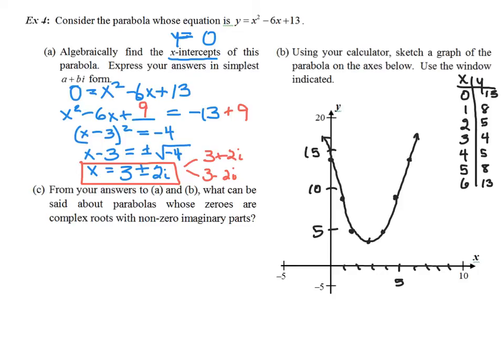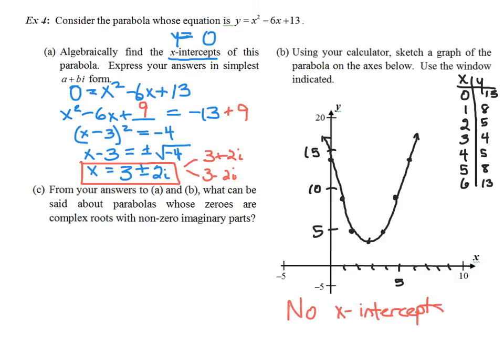I made my table of values using my graphing calculator, and then I plotted these points so that I can see this parabola, y equals x squared minus 6x plus 13. Again, I'd like to go back and focus on the idea of finding x-intercepts for this graph. Do you notice that there's no place where this graph crosses the x-axis? So we can say that this parabola has no x-intercepts. That's going to be a really important concept here.